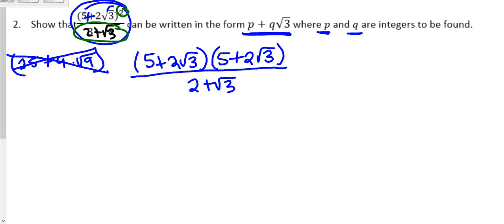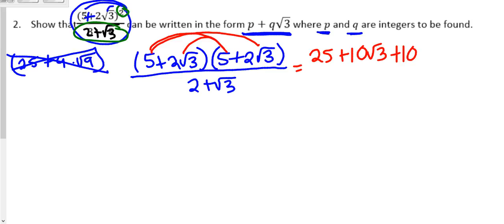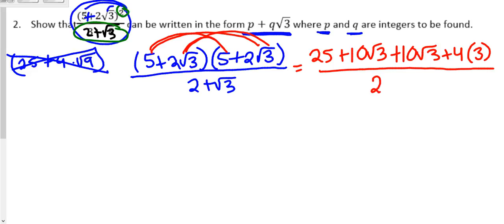Let's get the numerator all straightened out. So let's distribute everything on the top and multiply out. We have 5 times 5. We will get 25. 5 times 2 square roots of 3 will be positive 10 square root of 3. 2 square root of 3 times 5 will be another positive 10 square root of 3. 2 square root of 3 times 2 square root of 3. 2 times 2 is 4. Square root of 3 times square root of 3 is 3. And we're leaving the bottom alone for now.